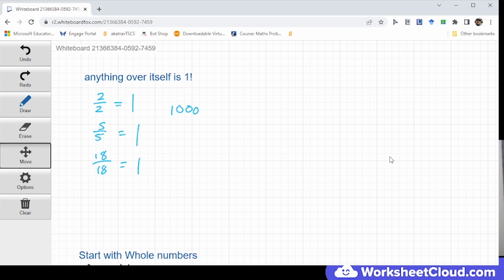1,000,000 over 1,000,000 is equal to 1. All right, that's a useful thing to know.